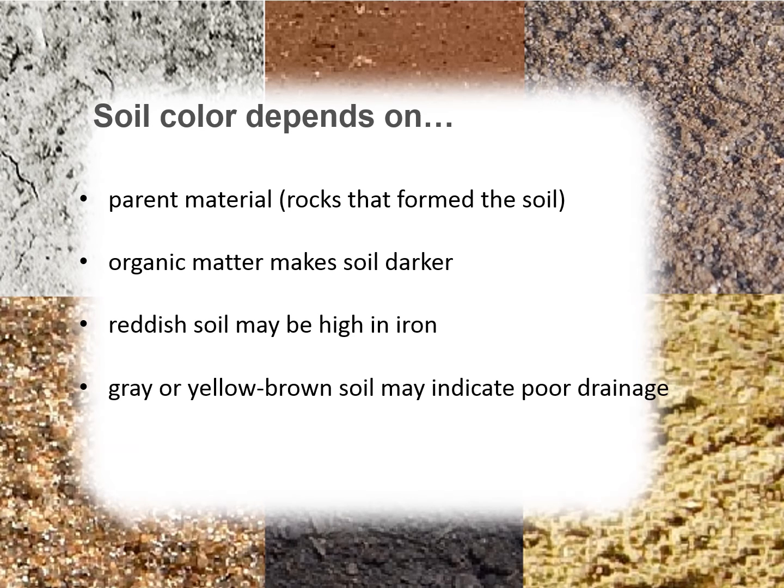You'll see that soils often have different colors, and the primary reason they have different colors is because of the parent material. If the rocks that form the soil are reddish, then the soil will be relatively red. If the rocks are more of a light color, the soil will also be fairly light. Overall, though, we see that organic matter tends to make soil darker. Reddish soil may be a sign that the soil is high in iron and essentially is rusting. And sometimes if you see gray or kind of a sick yellow-brown soil, it may indicate poor drainage.